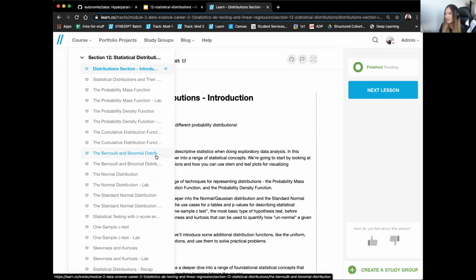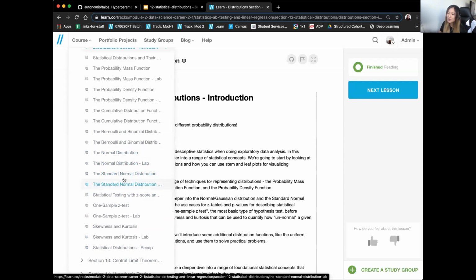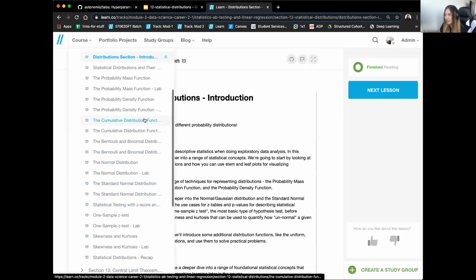So I'm going to talk about it maybe a little bit too much today, but not important in the larger context of data science. These, though, from normal distribution, standard normal distribution, super important. So if there's one thing that you want to focus on, it's these 4 labs. And to understand these labs, you have to understand a little bit of probability mass function, density function, and the cumulative function. So that's a good primer to that.